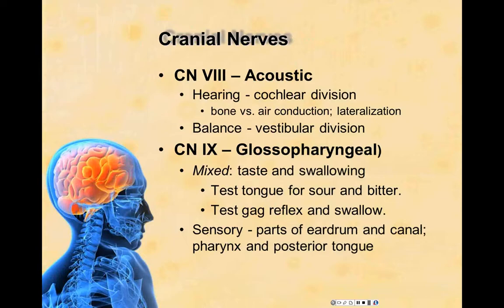Okay. Acoustic nerve is responsible for hearing, the cochlear division. We want to test for bone versus air conduction and for lateralization. We do this through the Weber and Rinne test. The Rinne is spelled R-H-I-N-N-E. And then balance, the vestibular division.